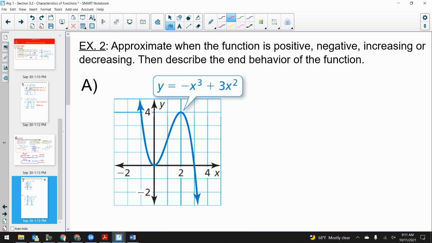All right. Approximate when the function is positive or negative, increasing or decreasing, then describe the end behavior. So let's say positive. When is this function positive? Well, let me highlight it for ourselves here. The function is positive from there all the way down to here. That's when it's above the x-axis, right? So where's the breaking point? When x is what? When x is 3, right? So everything to the left of 3, below 3, that's when it's positive.